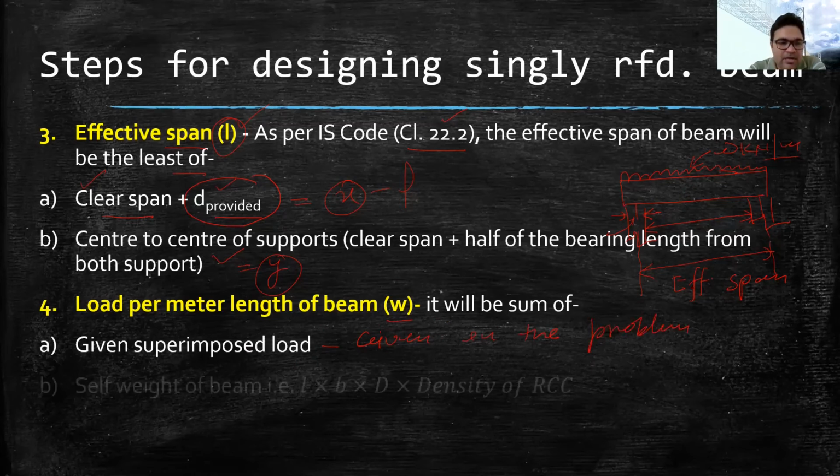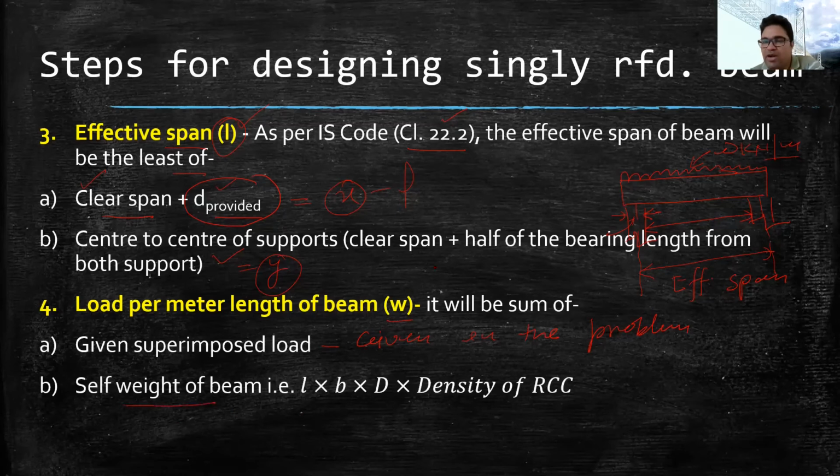And second part of the load will be the self weight of the beam. Well, how do we find out the self weight? We know that density is equal to mass upon volume. So if we have to find out mass or weight, what we do is multiply volume with the density. Here the density of the material, in our case, will be the RCC.